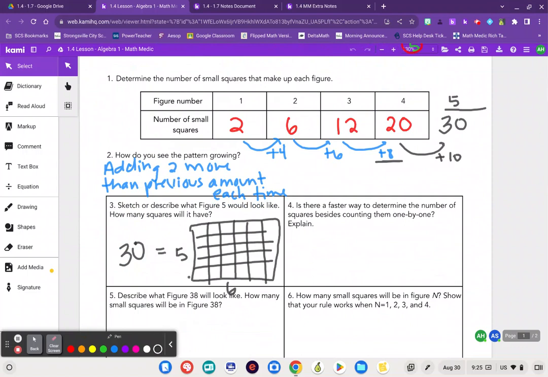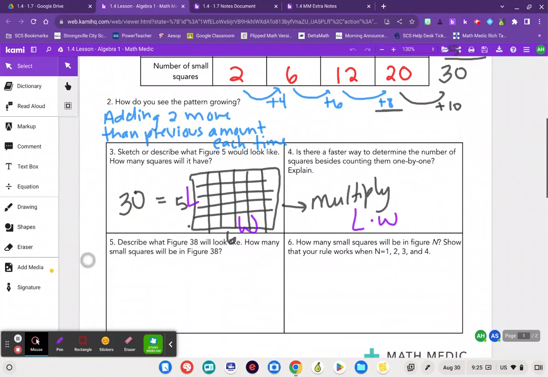So a couple ways to think about these patterns here. It says, is there a faster way to determine the number of squares besides counting them one by one? Yeah, it's this multiplication, right? I'm going to take the length times width of this rectangle to find the area of that rectangle. That's a faster way, I think, than counting them up individually.